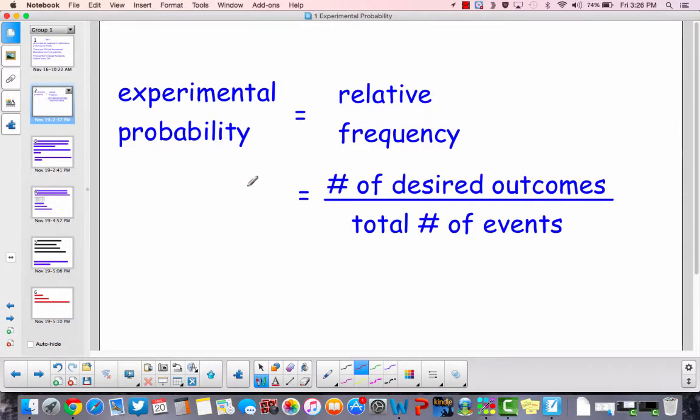All right, so let's talk about experimental probability. Experimental probability is the relative frequency. It is the number of desired outcomes over the total number of events. This should be nothing new to you. Write it down if you feel like you need it. If you don't, then don't write it down.